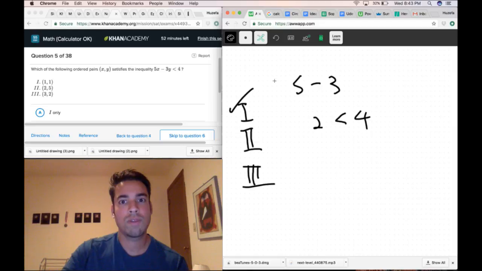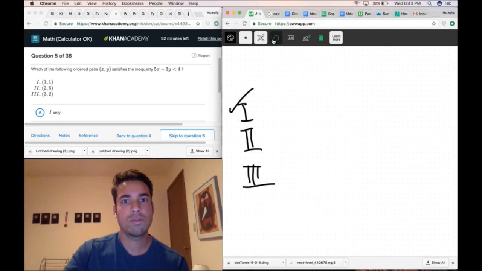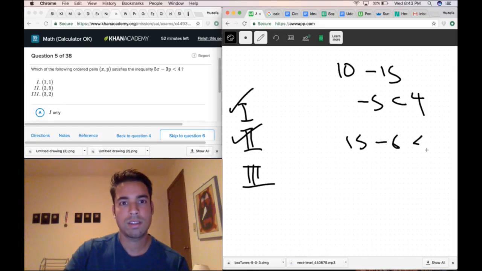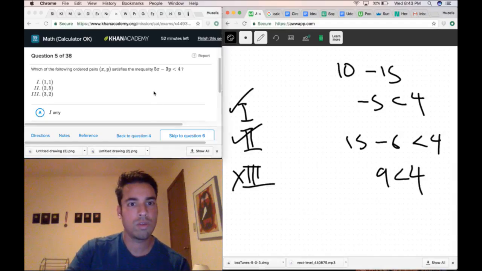Then we've got 2, 5, right? So 2, 5 is 10. I'm plugging in 5 here, minus 15. That's negative 5, which is less than 4. That works. Did I do that right? Yep, 10 minus 15. Okay, then last is 3, 2. So that's 15 minus 6 is less than 4. That's 9 is less than 4. That's incorrect. So it's 1 and 2 only.